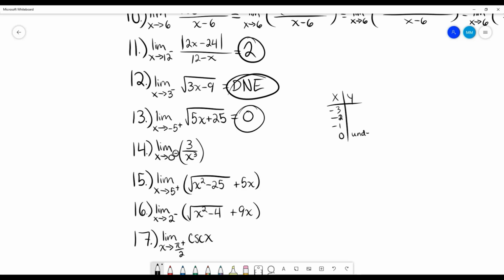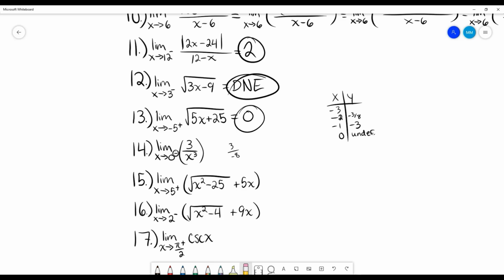Let's say negative 3, negative 2, negative 1. Obviously, 0 is undefined. If I plug in my negative 1, however, that's going to be 3 over negative 1, which is just negative 3. If I plug in my negative 2, that's going to be 3 over, let's see, that'll be a negative 8, which is negative 3/8.